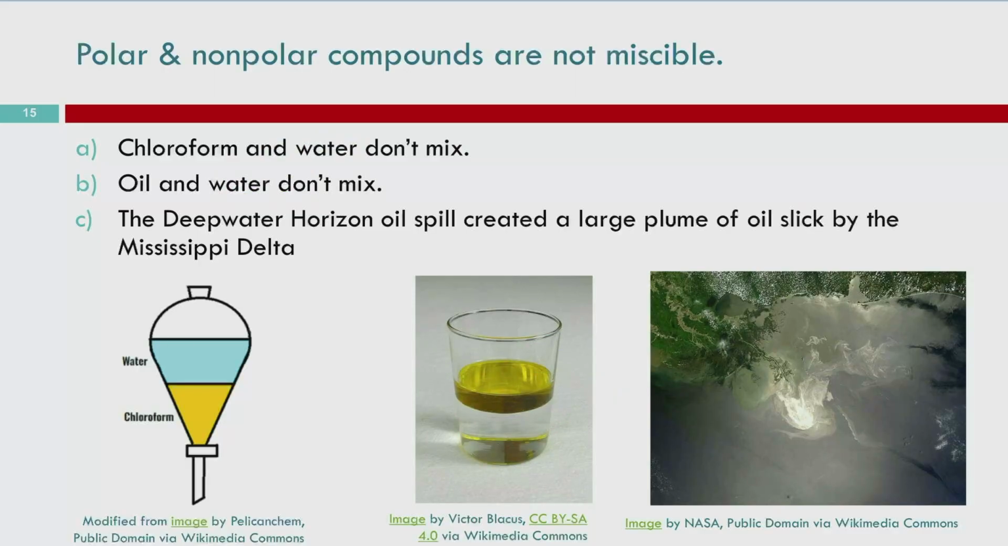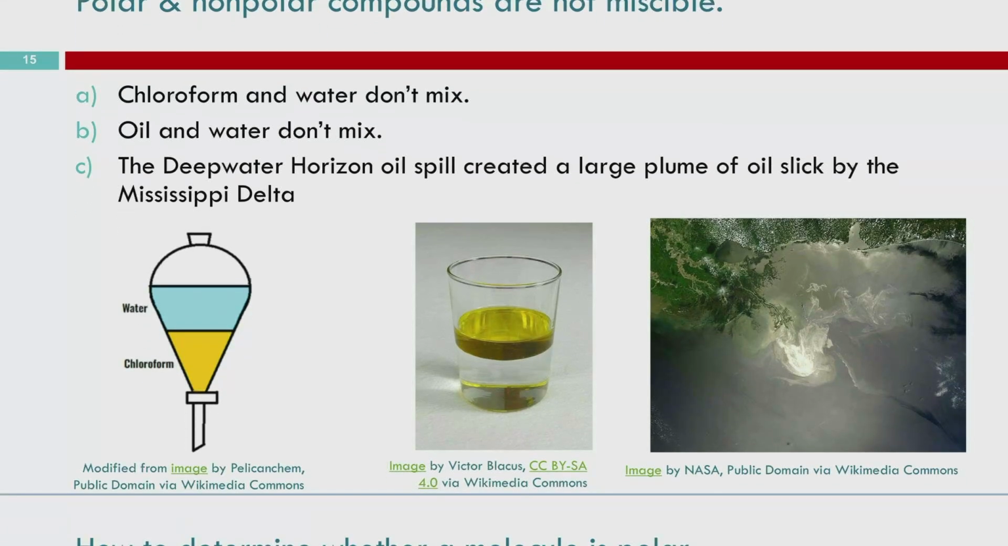And this image on the bottom right is the Deepwater Horizon oil spill that was 2013. Feels like forever ago. And you can see the shiny oil slick on the Mississippi Delta that was caused by all that oil spill, all the oil sitting up on the surface of the water.